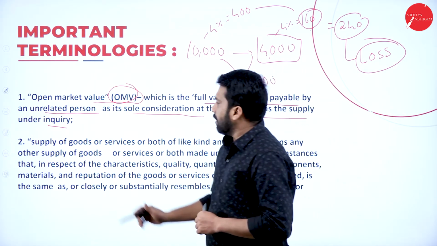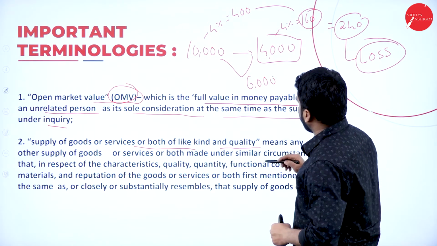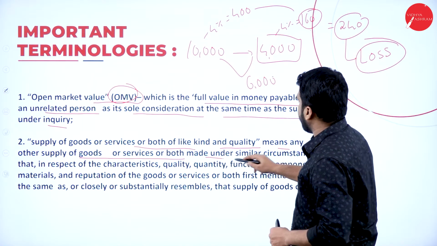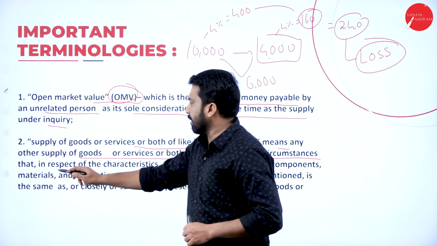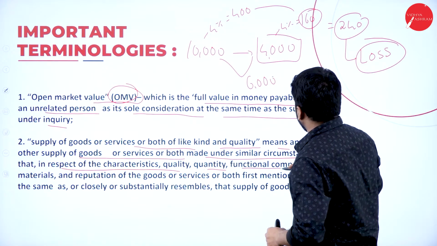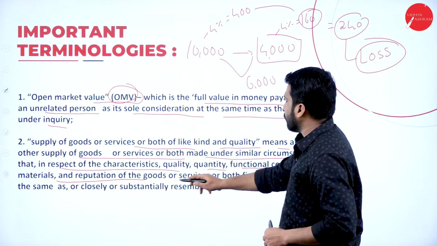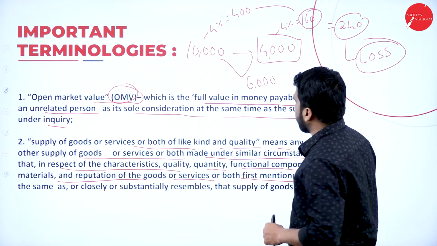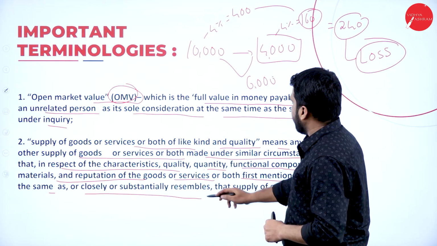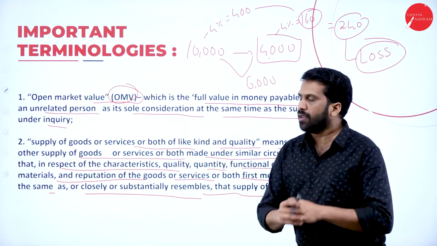Now, supply of goods or services of like kind and quality means any other supply of goods or services made under similar circumstances, that in respect of the characteristics, quality, quantity, functional components, materials and reputation of the goods or services first mentioned, is the same or closely or substantially resembles that supply of goods or services. Clear? Yes.